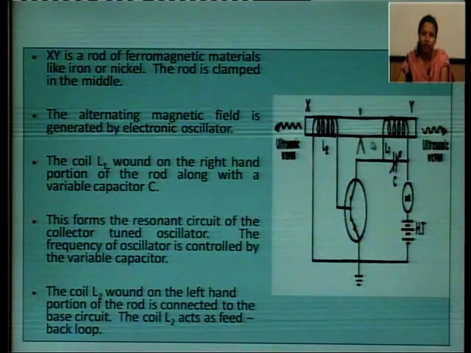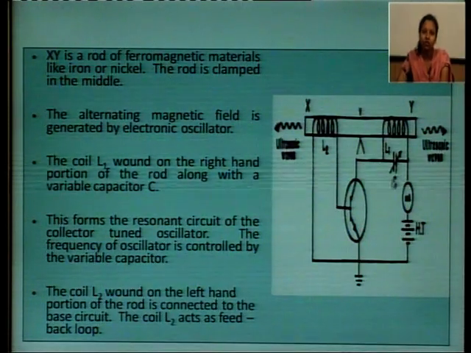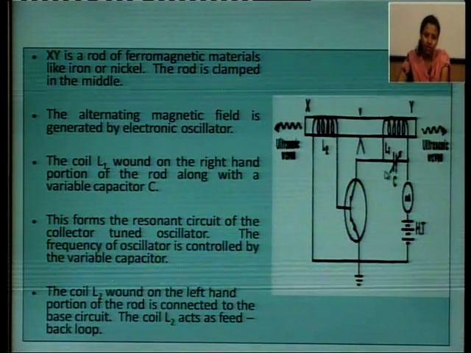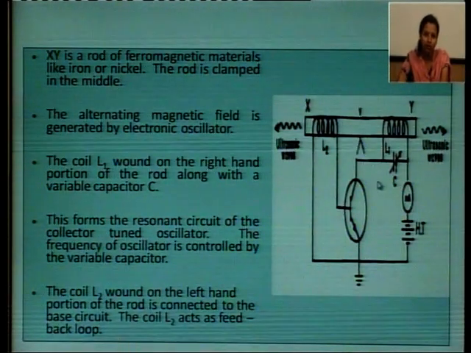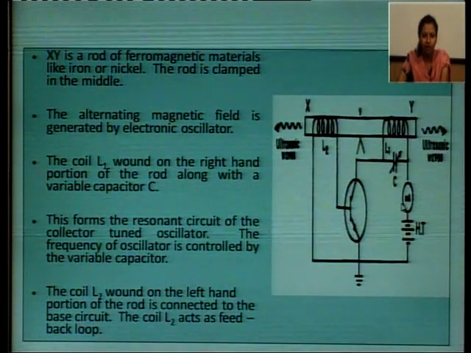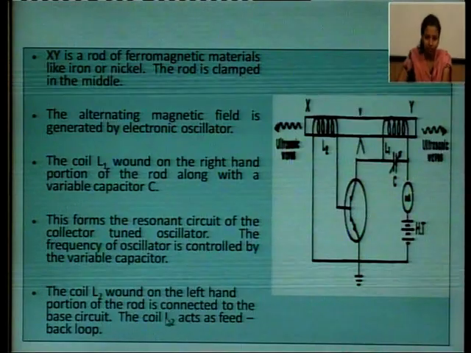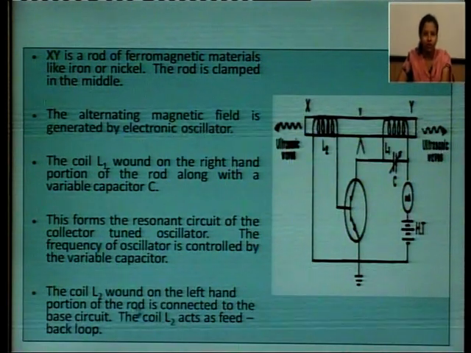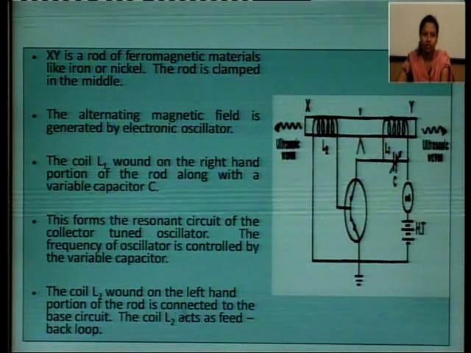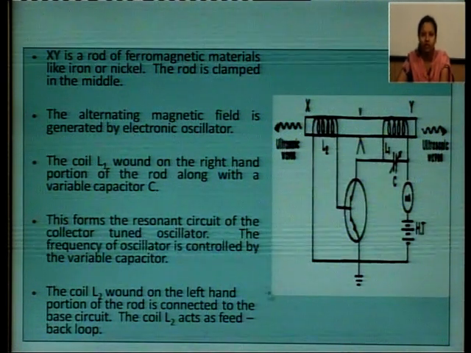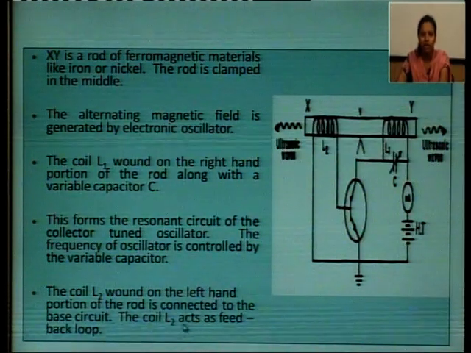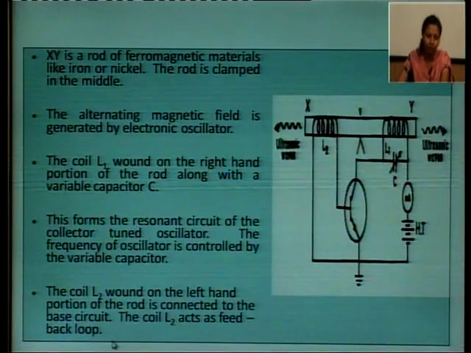Depending upon what frequency we want, C can be changed because it is variable, and frequency is inversely proportional to the square root of capacitance: nu is equal to 1 upon 2 pi square root of LC. The coil L2, wound on the left hand portion of the rod, is connected to the base circuit of the transistor. The coil L2 acts as a feedback loop.